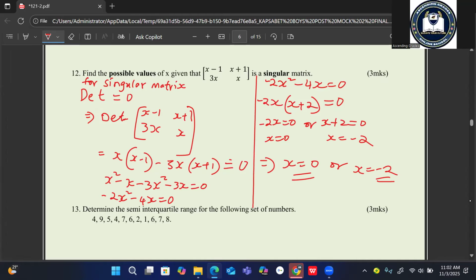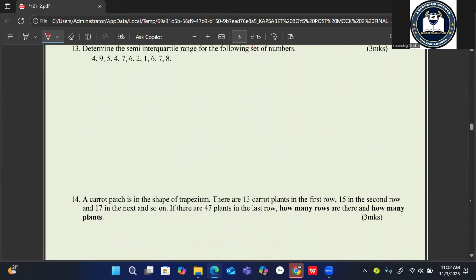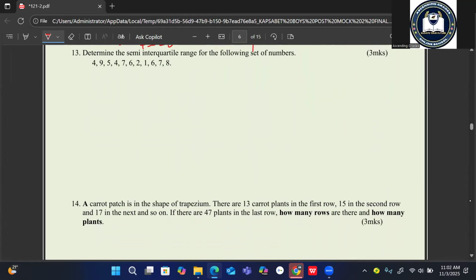That is number 13. We are told to determine the semi-interquartile range for the following set of numbers: 4, 9, 5, 4, 7, 6, 2, 1, 6, 7, 8. So we know that the semi-interquartile range is given by the upper quartile, that is Q3, minus the lower quartile, that is Q1, divided by 2. So we have to find Q1, so we have to arrange the numbers.